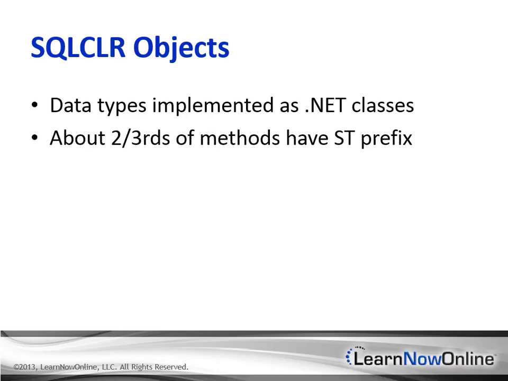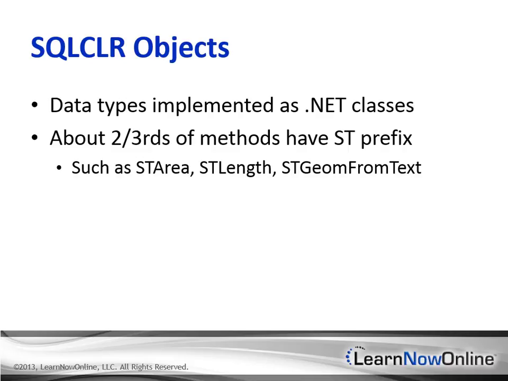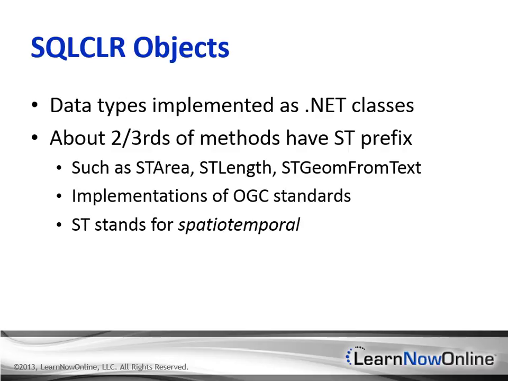Many of the methods, roughly about 2/3, have names that start with the prefix ST. For example, things like STArea, STLength, STDistance, and STGeomFromText. These ST methods are implementations of the Open Geospatial Consortium's standard methods. And, by the way, the ST stands for spatio-temporal. So these methods provide the most commonly used basic features for working with spatial data.